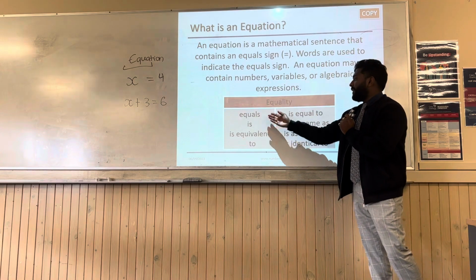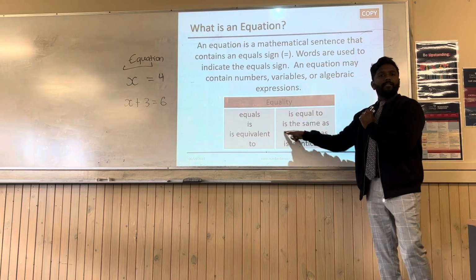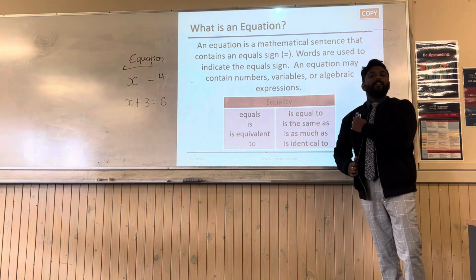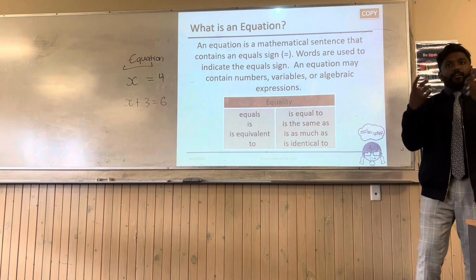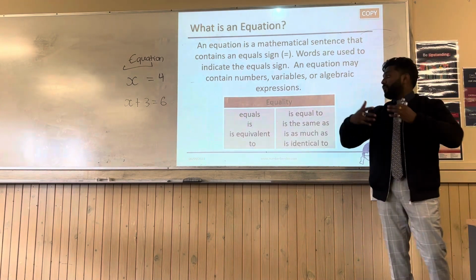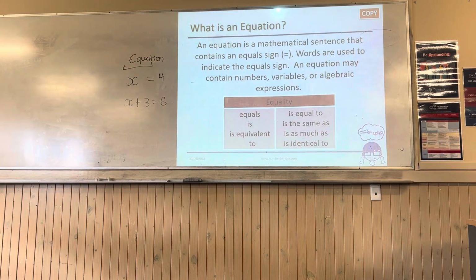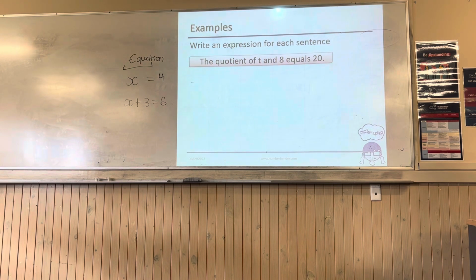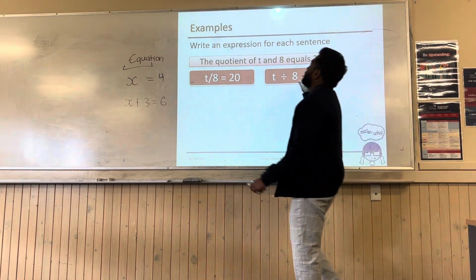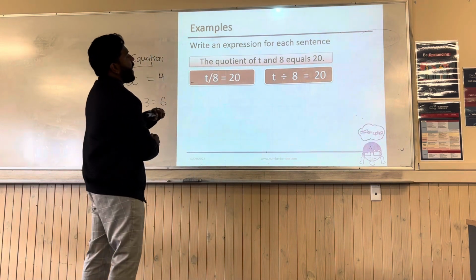So, equality, equal, is the same as. Who's seen this in the previous topics that we had? Yeah. So, for example, the age of the girl is the same as the age of the boy. So finding out what that age is, and identifying it. This is basically the key terms there. Now, how do you write this in an actual mathematical expression? The way you write that as an equation is the quotient of t and 8.